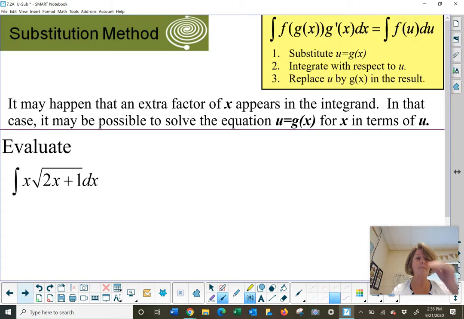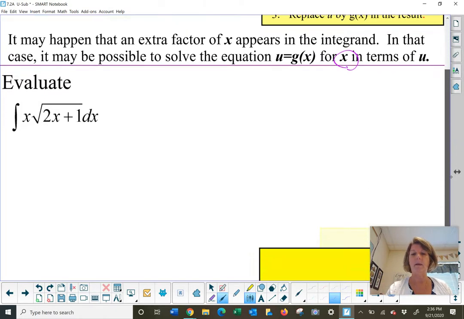Next. It may happen that you get an extra x factor in the integrand. In that case, it is possible to solve the equation u equals g of x, but solve it for x, so it'll be in terms of u. Watch what happens on this one.